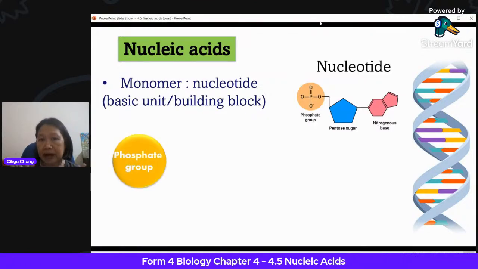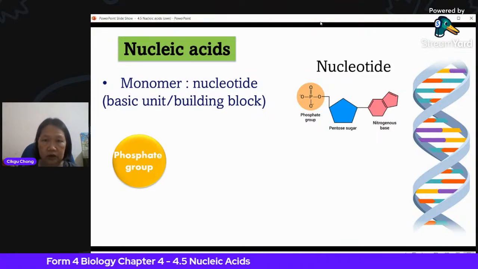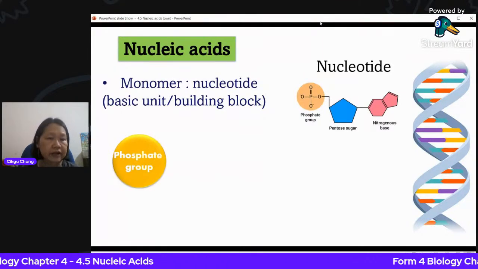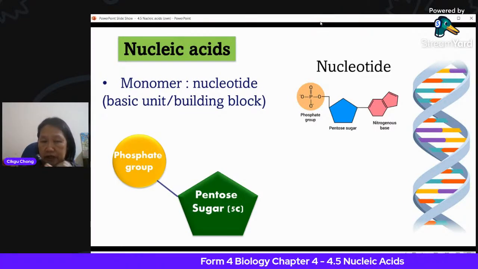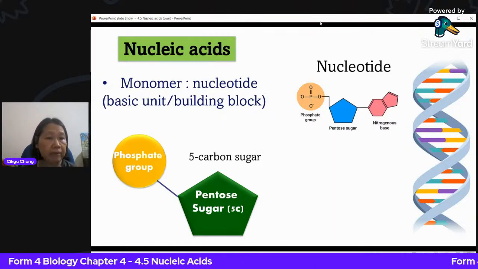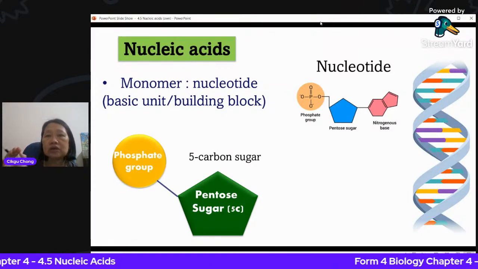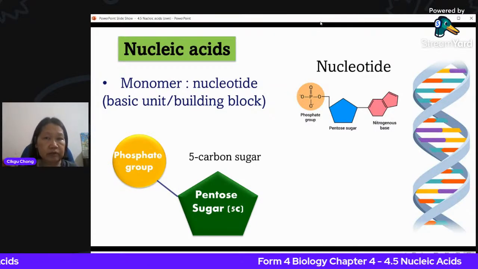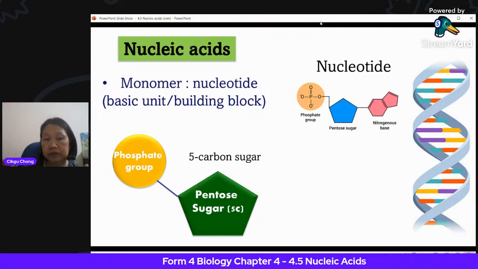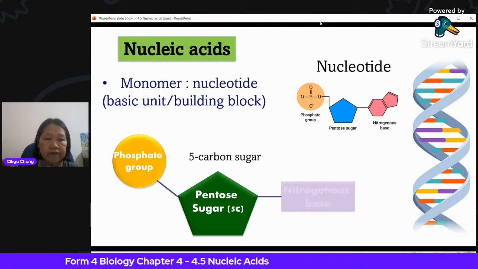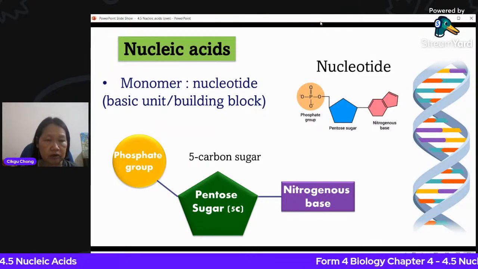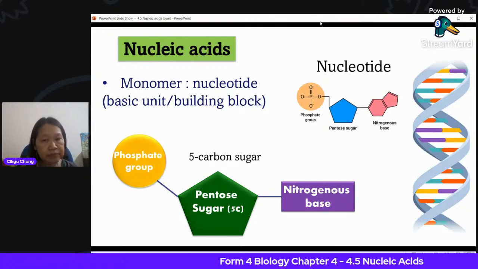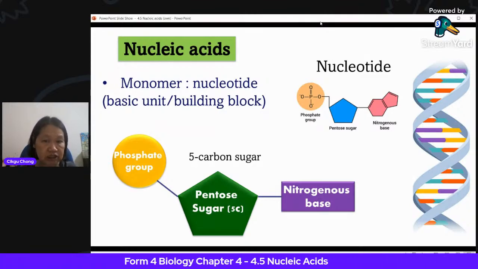Okay. Now, there are three parts. The first one is the phosphate group, where you have the PO4. Then there is the sugar, a pentose sugar, which has 5 carbons. So it's called a 5-carbon sugar, unlike glucose, which is a 6-carbon sugar. And then you have the nitrogenous base. Nitrogenous base is a general name. There are actually 5 different types of nitrogenous bases.